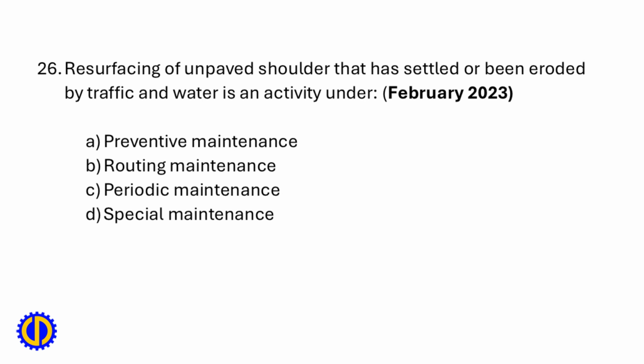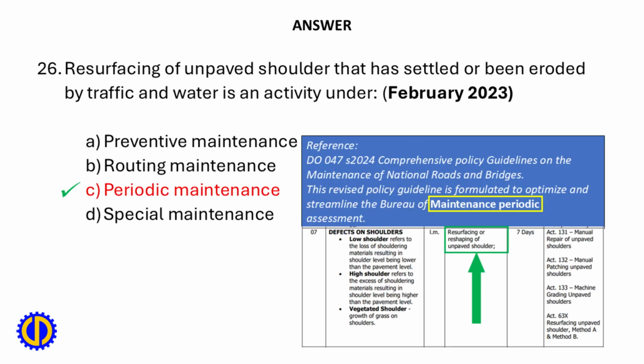26. Resurfacing of unpaved shoulder that has settled or been eroded by traffic and water is an activity under A. Preventive maintenance, B. Routine maintenance, C. Periodic maintenance, D. Special maintenance. C. Periodic maintenance. Reference: DO 047S 2024 Comprehensive Policy Guidelines on the Maintenance of National Roads and Bridges.